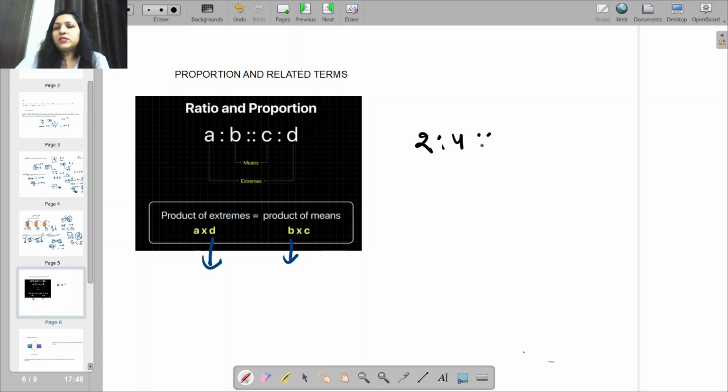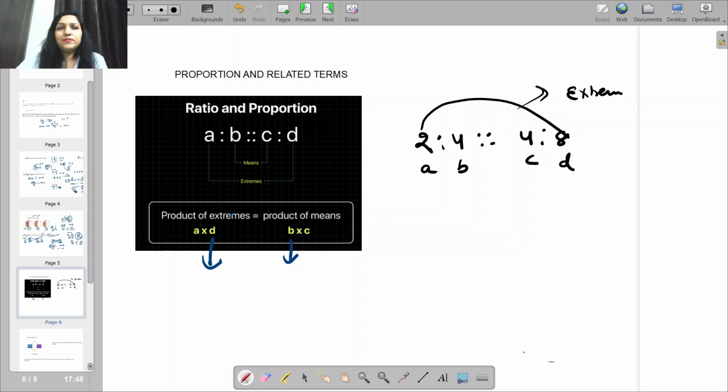2:4 is in proportion to 4:8. For example, this is the question. This is A, this is B, this is C, this is D. My question is, what are the extreme terms here? First term and the last term. 2 and 8, these two are the extreme terms.